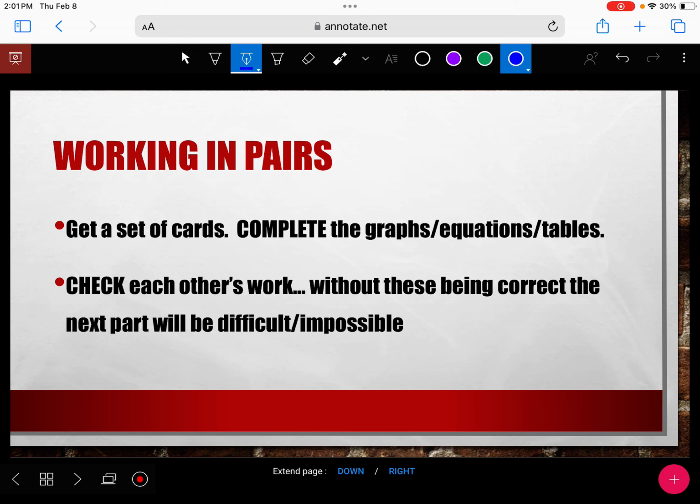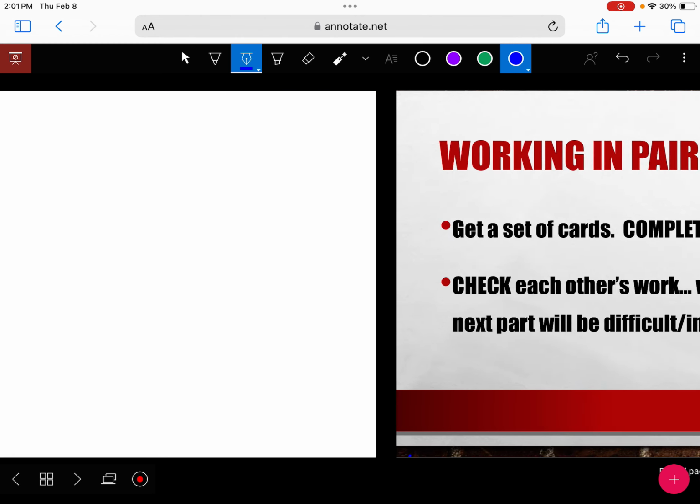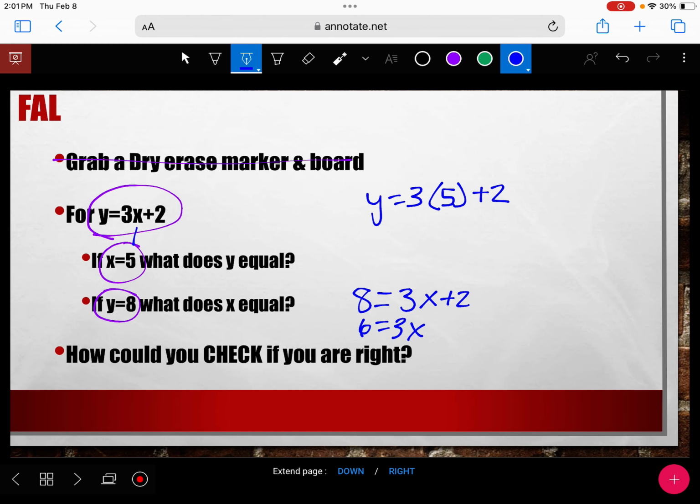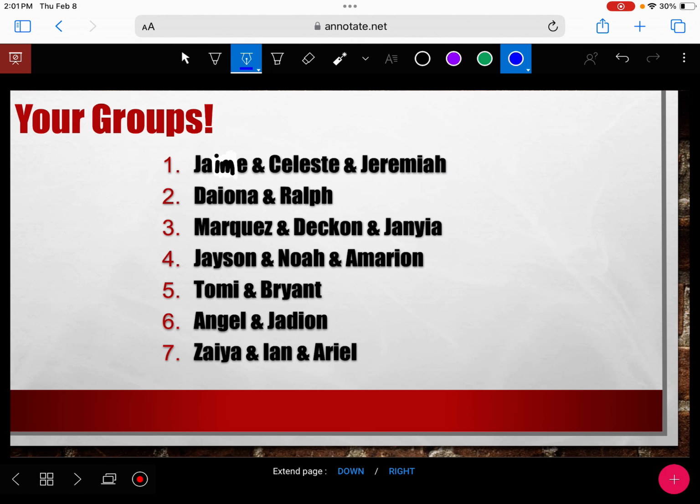So you need to make sure that your graphs, equations, and tables are good. That's what the partners are for, so y'all can check each other's stuff. Okay? So, I need y'all to properly see it so I don't give groups more than one thing. Okay, so I'm going to pass out cards.